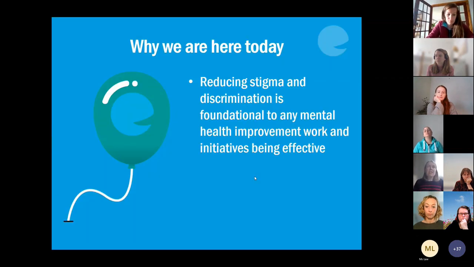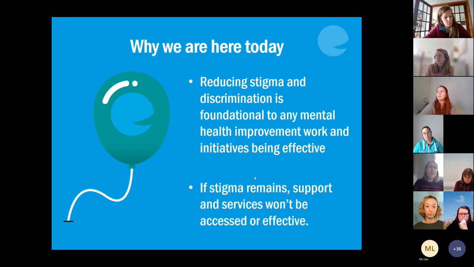Reducing stigma and discrimination is foundational to any mental health improvement work and initiatives that are taking place, and for them to be effective. We often say it's like that first step: we need to remove the stigma in order for people to access support and services, or else people aren't going to ask for help or seek the support that might be available within their schools or wider community. So if the stigma does remain, support and services won't be accessed or effective.